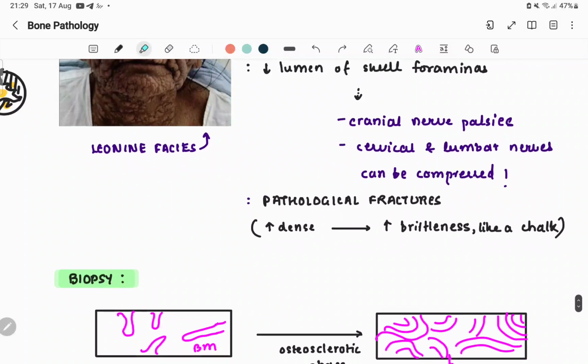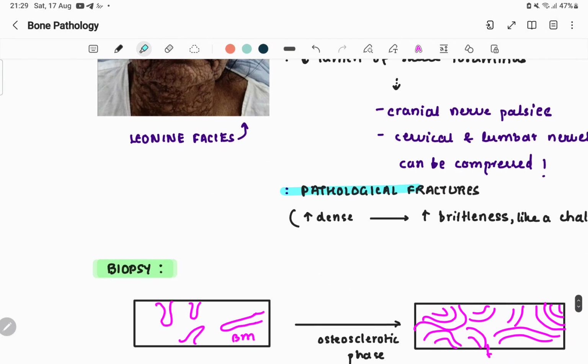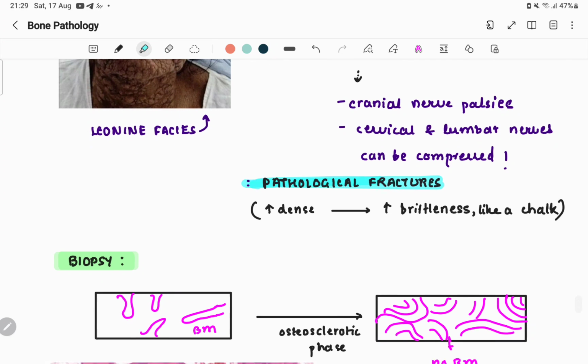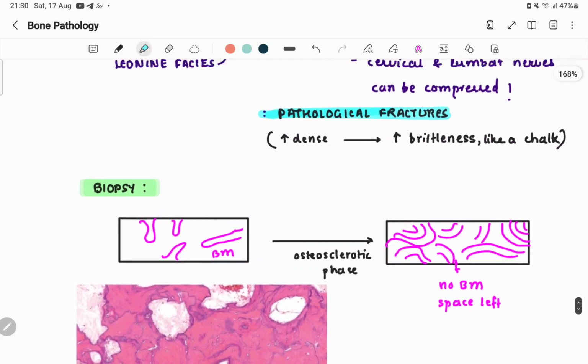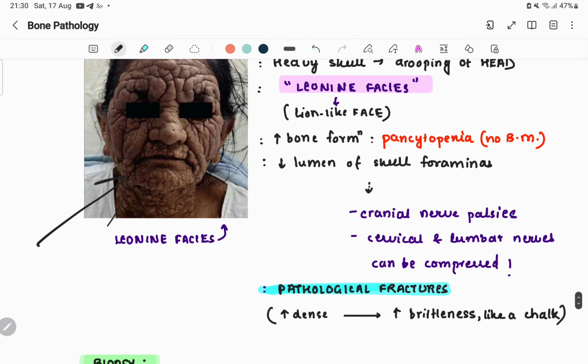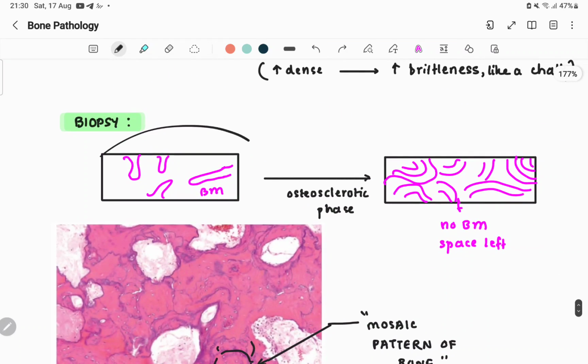Cervical and lumbar nerves can be compressed, and there may be pathological fractures as well. Okay, it is dense but it is also brittle. It is not like it is very consolidated, right? It is brittle also. Look at this, the bone marrow.